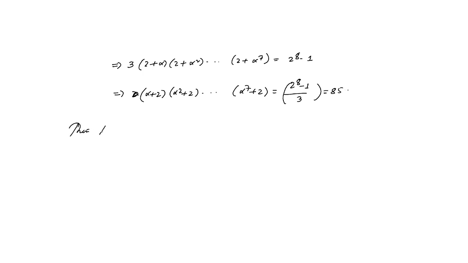So what is the answer? Thus the value of (alpha plus 2)(alpha square plus 2) up to (alpha to the power 7 plus 2) is 85. Now we will come to the next problem, but okay, the next problem is given as an exercise for you. So this is basically a self-exercise.